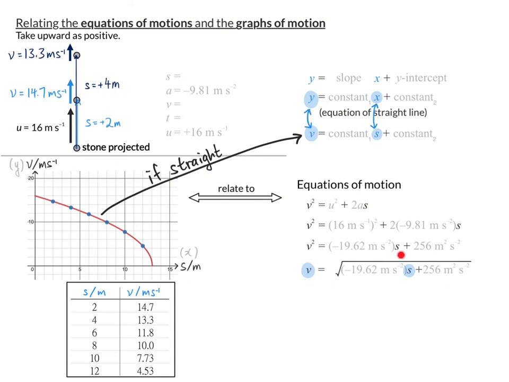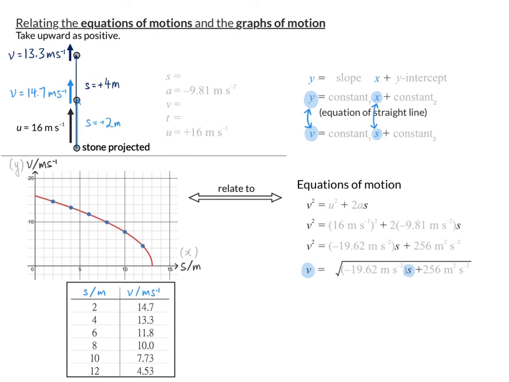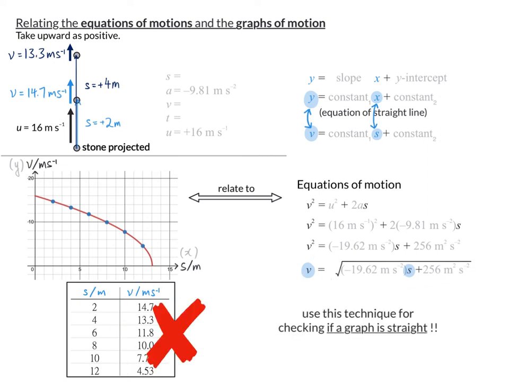So, the equation relating V and S does not satisfy the equation of straight line, and therefore, the V-S graph is not straight. What I just told you was that we can tell whether a graph is straight by just looking at the equation, without really plotting the graph like what was done here. This technique makes it so much easier whenever you want to know if a graph is a straight line or not.